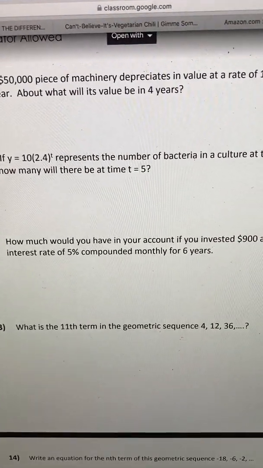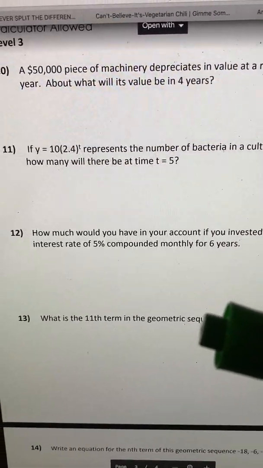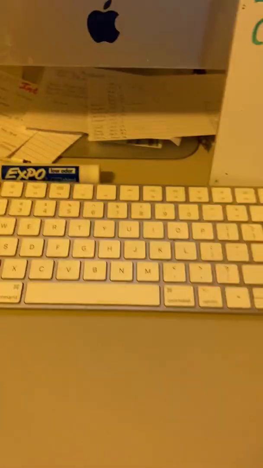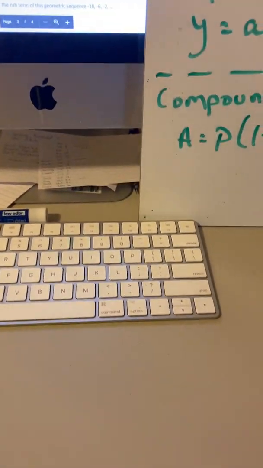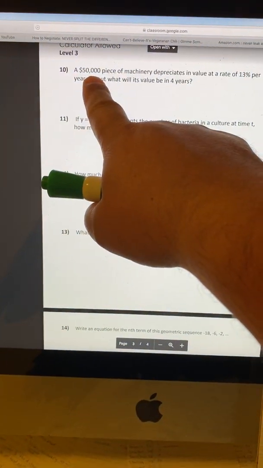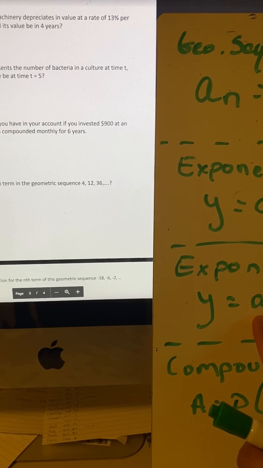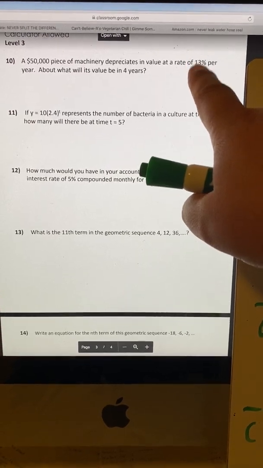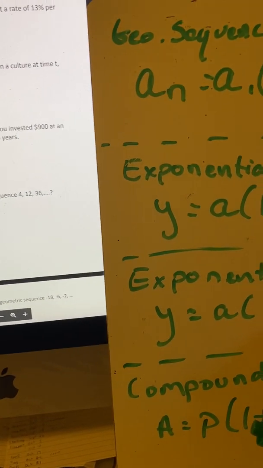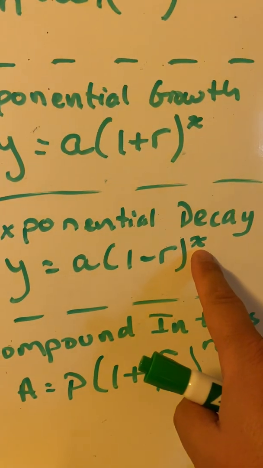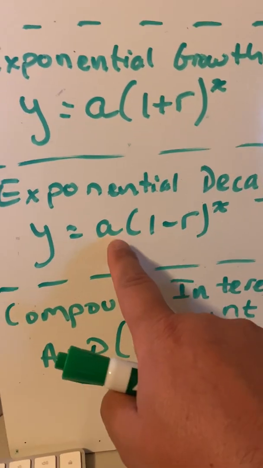You take a $50,000 piece of machinery that depreciates at 13% per year. What will the value be? Now, the key to this one is you could do exponential decay for this one. How could you do exponential decay? Well, let's see. $50,000 is the initial amount. The rate of change is 13%. You have to change it to a decimal. That's 0.13. That's your rate, 1 minus 0.13. And the amount of time that it's going for is 4 years.